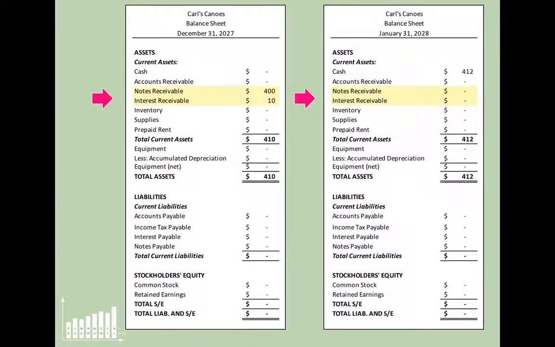On the balance sheet, December 31st, 2027, we saw the note of $400 and the interest receivable of $10. But once we get paid by Mr. Moneylater in January of 2028, the note is gone and the interest receivable is gone. It is turned into cash. And so you see the change there from the $400 and the $10, that was back in 2027, to $412 in 2028 because of the additional $2 in revenue.